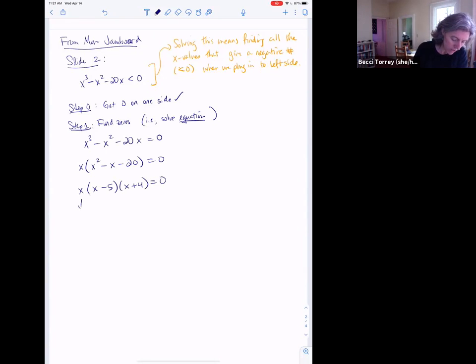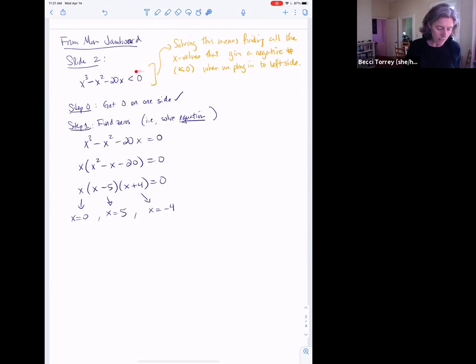So this gives us 3 zeros. It's important that we don't lose this x equals 0 factor. We have x equals 5, and this one gives us x equals minus 4. Okay, so you know, if you want, you can try to keep track.